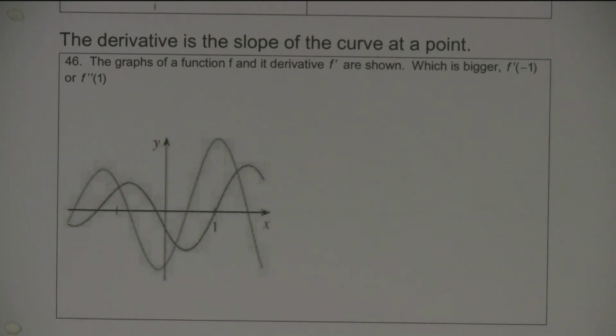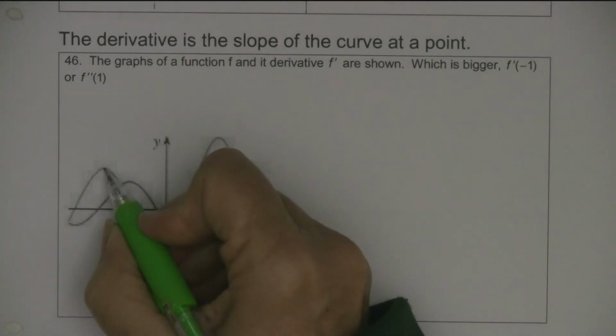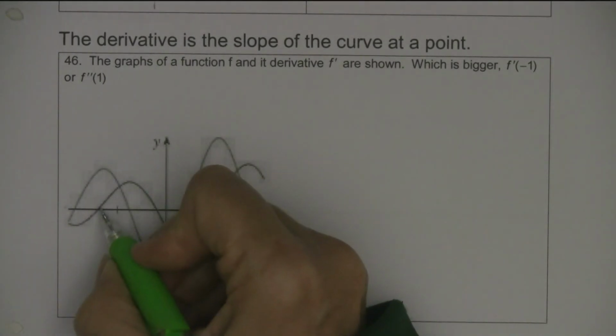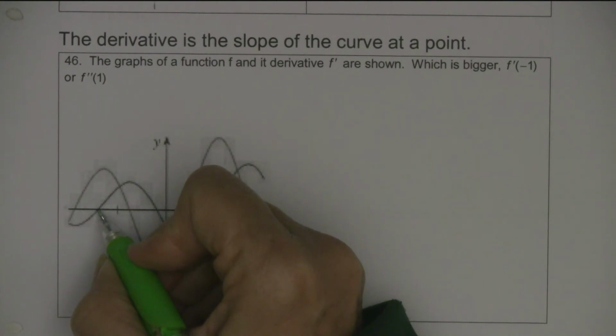So the first thing I have to decide is, which graph is f and which graph is f prime? And they did not label them. Some of them, it's really easy to tell the difference between f and f prime. This one's trickier, because some of them, all you have to do is look for the zeros, and then you're in business. So right here, the slope is 0, and I notice that the other curve is 0. So this could be f, and this could be f prime.